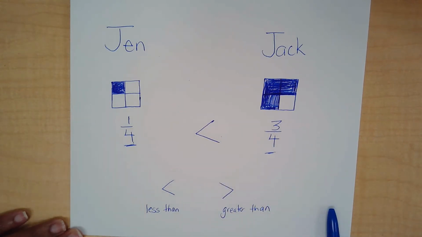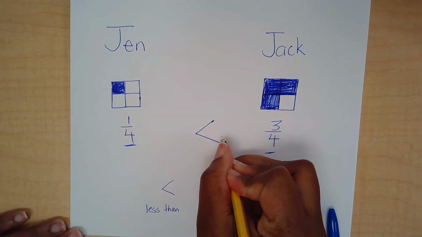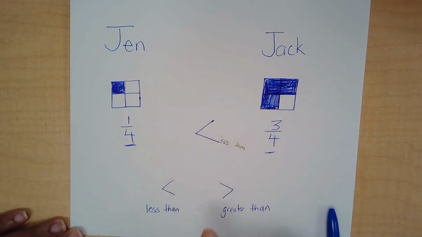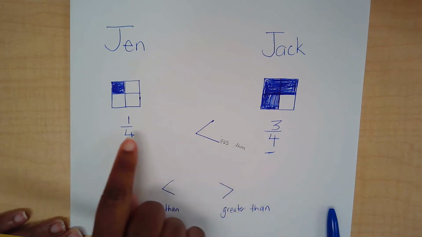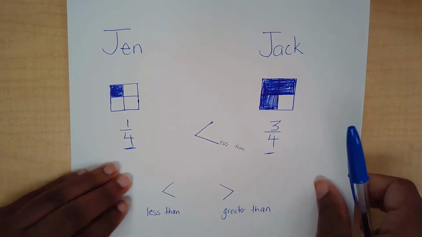And just to show you what I mean when I said the L, this looks like an L, less than. I cannot write less than this way. It would not look right at all. So 1/4 is less than 3/4. Let's look at another example.